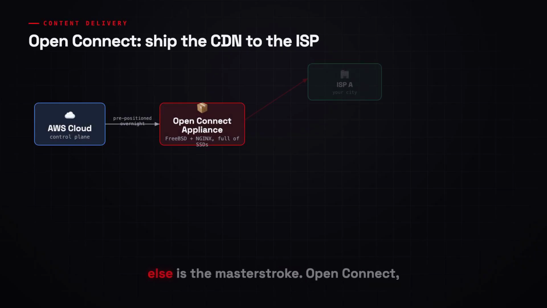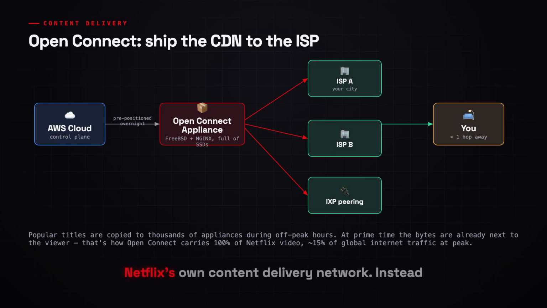And that somewhere else is the masterstroke. OpenConnect, Netflix's own content delivery network. Instead of making you pull video across the internet from a distant data center, Netflix ships physical appliances, basically servers packed with solid-state drives running FreeBSD and NGINX, and places them directly inside internet service providers and exchange points in your own city.